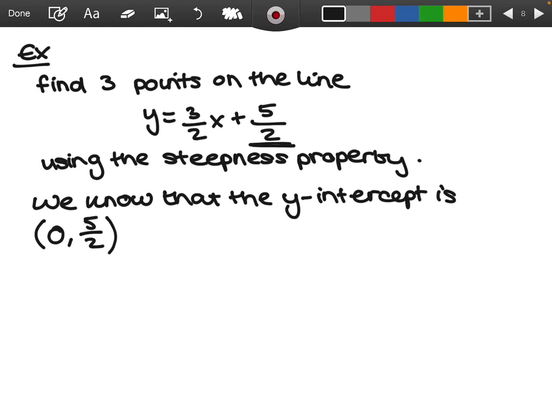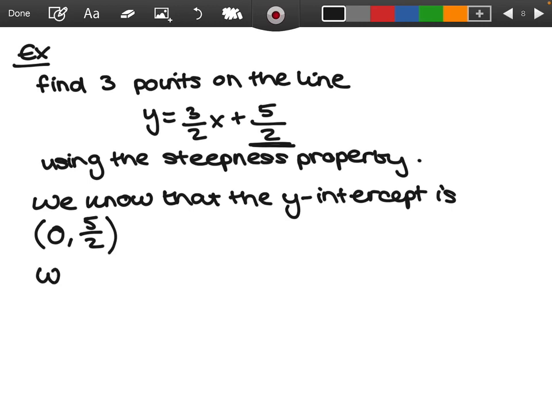Now we can use our steepness property. So I want to know what the y-coordinate is when I've moved 1 unit over in the x direction. So when x is equal to 1, I need to find my y value. Now you could do this in several ways. You could plug x is equal to 1 in, which is actually equivalent to what we're doing if you think about it mathematically. But we'll use exactly what it says for the steepness property.